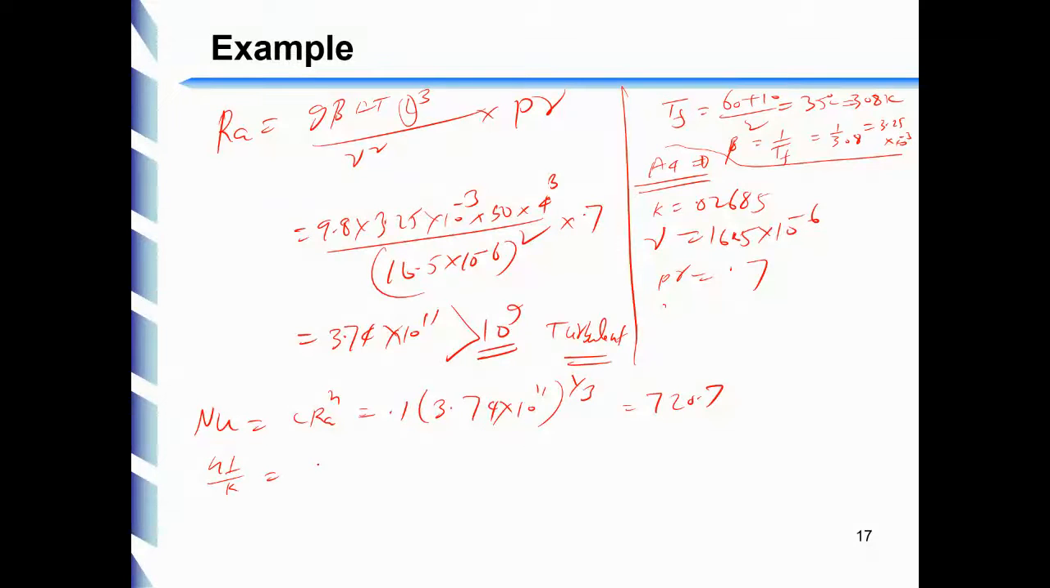So Nu is hL by k, so h is Nu times k by L. We know k, 0.02685, and L we know is 4, so h will be around 4.84.